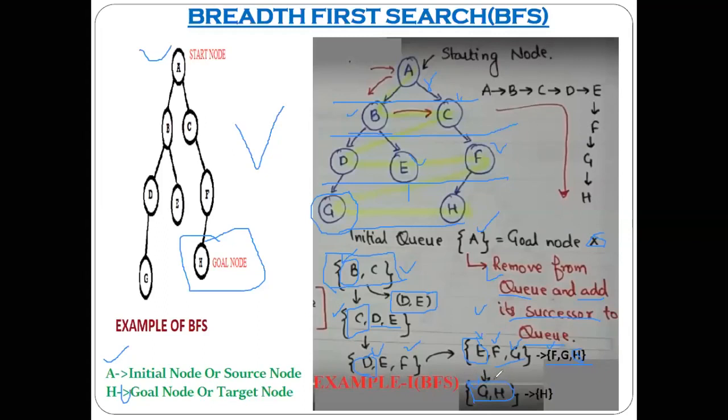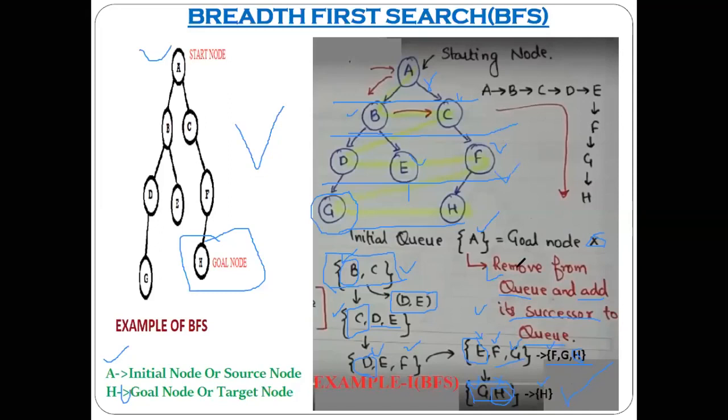No. So you remove the G here. What is the node which is remaining? H. Whether H is your goal node? Yes. And here our AI agent will find its goal, that is nothing but the H. Understood? If somewhere else F was the goal node, then it would have been found earlier only. Correct?